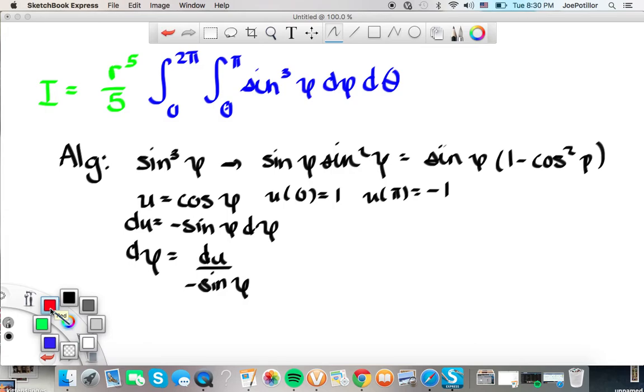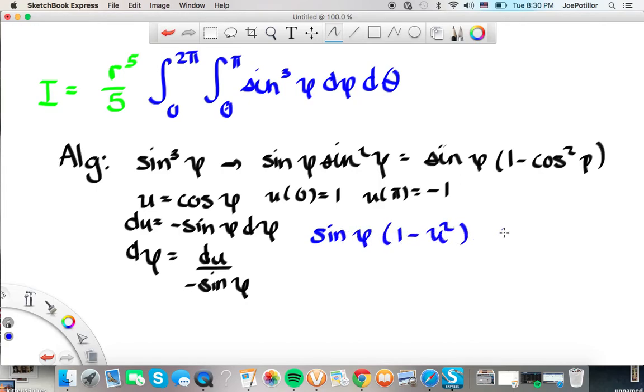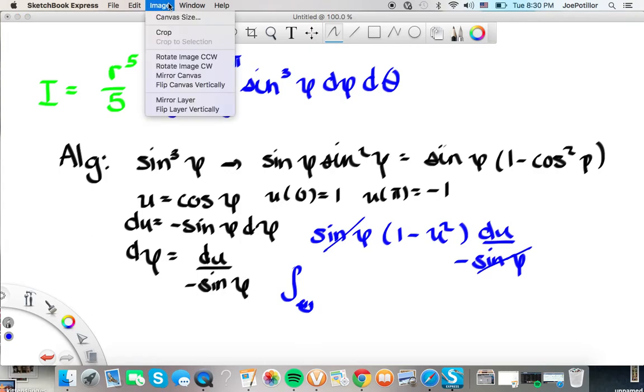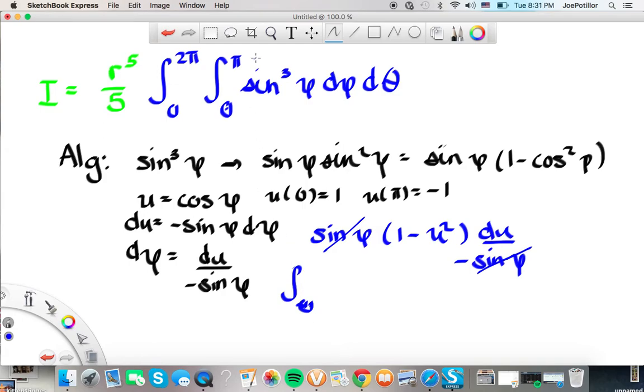Then we're going to use another trick because we will have an even function. I will just write it out for you. So this becomes sine of phi times 1 minus u squared times du divided by negative sine of phi. That cancels the sine of phi. So we end up with the integral of 1 minus u squared. This ends up being the integral from positive 1 to negative 1, I'm one step ahead of myself actually, of negative, bring out a negative sign, 1 minus u squared du.